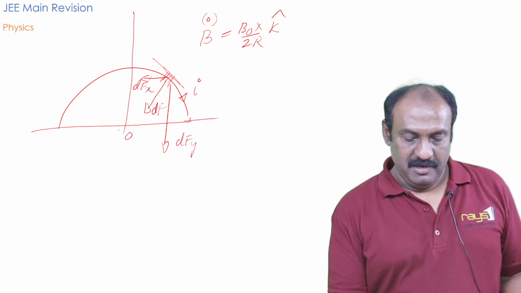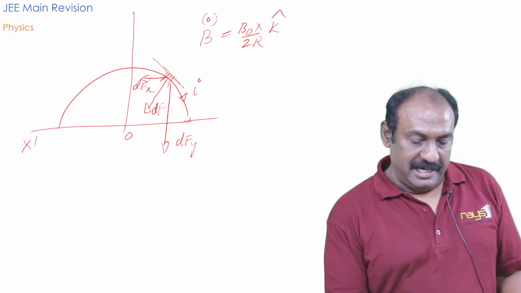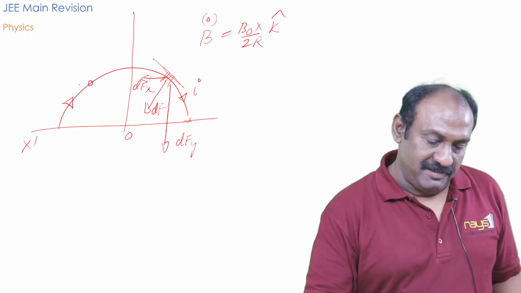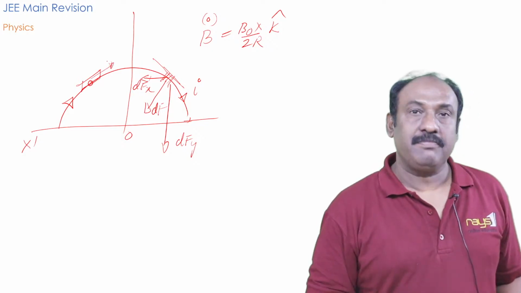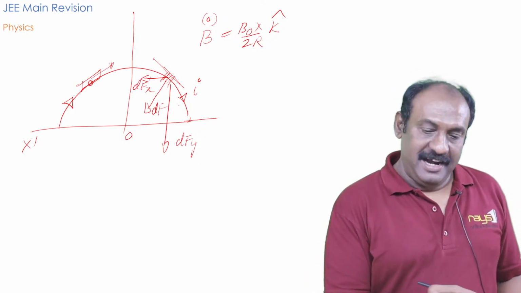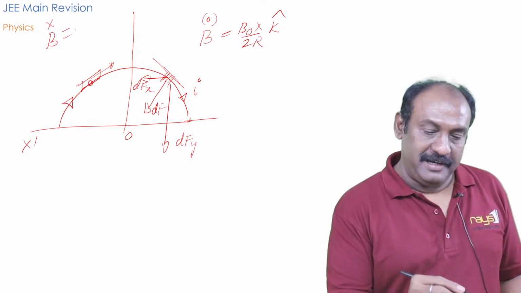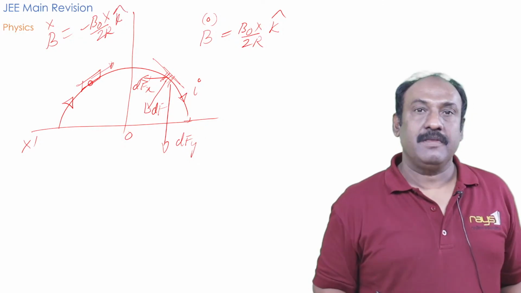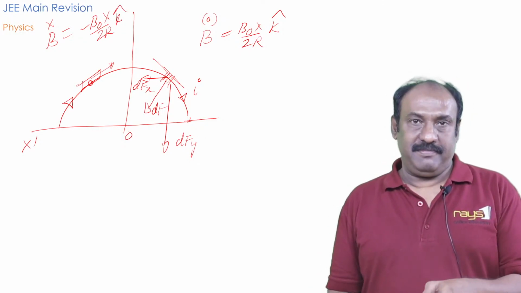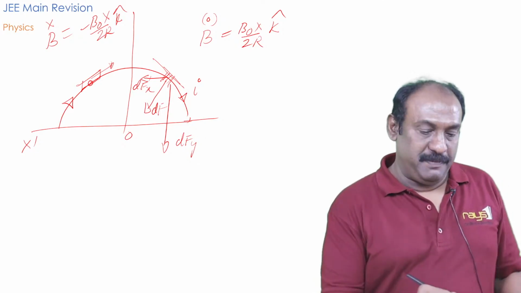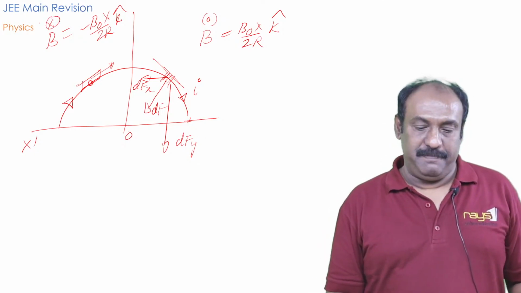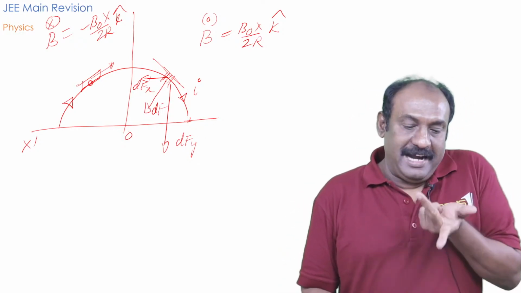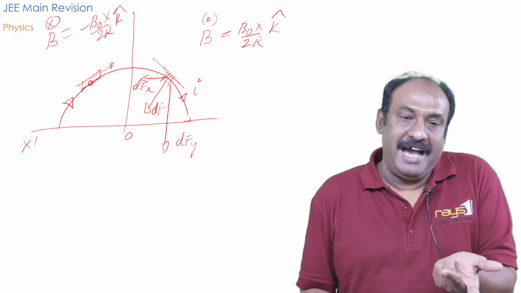Next, when we move from origin towards the negative x direction, at any point on this wire the current flows like this, and we consider the elemental strip like this. Then on the left side, B is directed into the plane of the paper, equal to minus B naught x by 2r k cap, because x is negative here. So B is directed into the plane of the paper, and the elemental strip carrying current is in this direction.